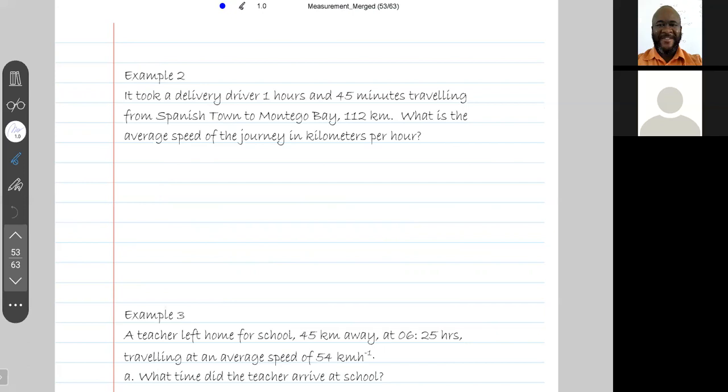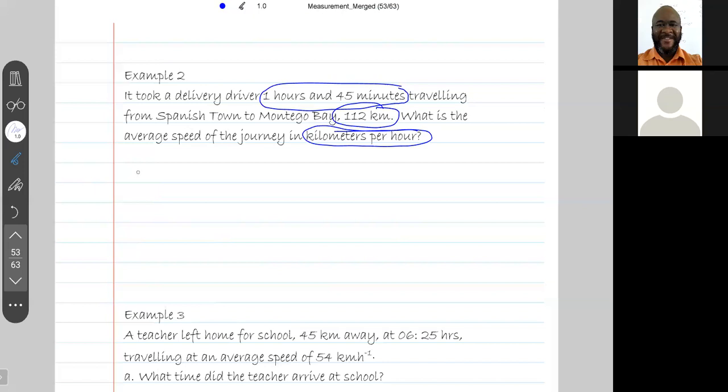So in example 2, they are given the time of journey in hours and minutes. You're given the distance in kilometers, and you're asked to calculate the average speed in kilometers per hour. Guys, this is what I said earlier. When you're doing these calculations and the unit of speed is kilometers per hour, the unit of time must be in hours only.